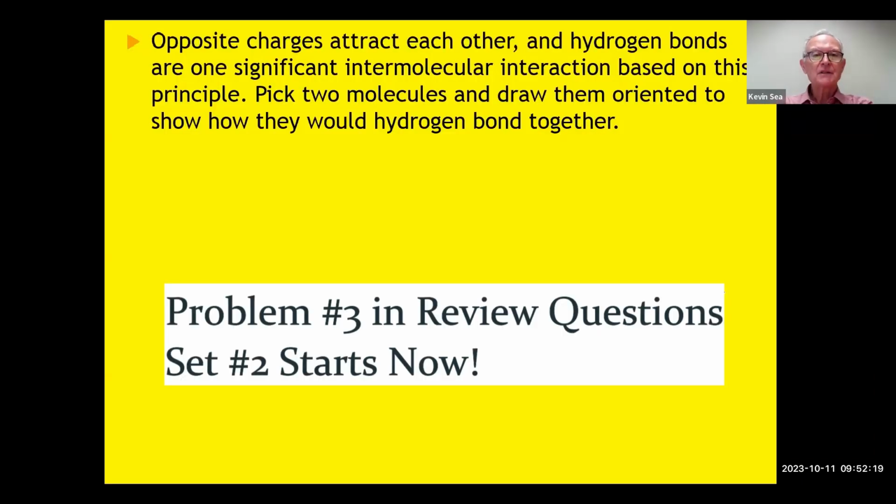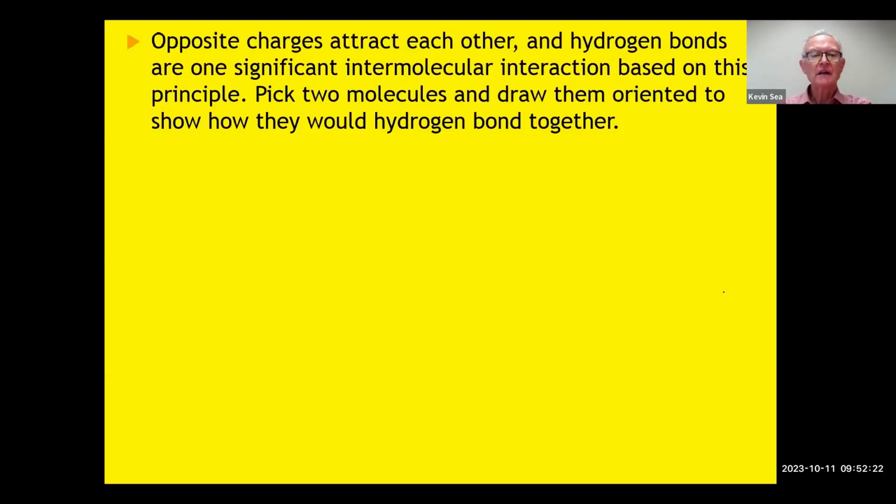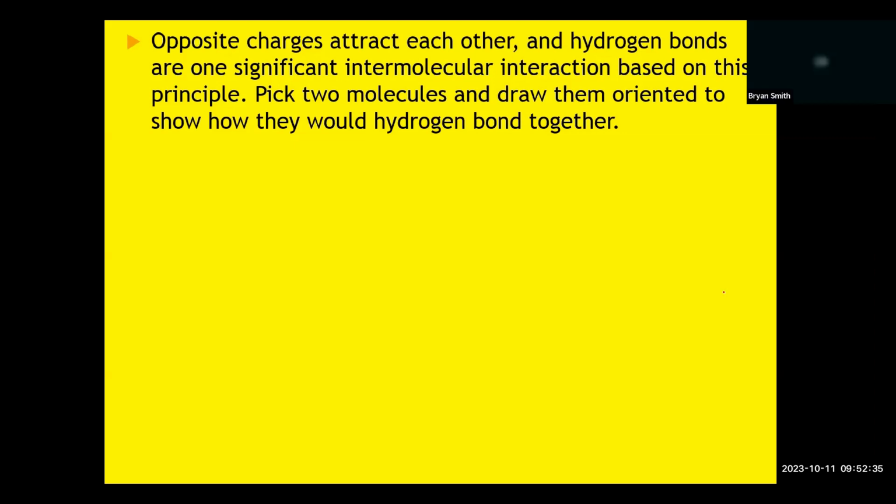Opposite charges attract each other. Hydrogen bonds are one significant intermolecular interaction based on this principle of attraction. Pick two molecules and draw them oriented to show how they would hydrogen bond together.